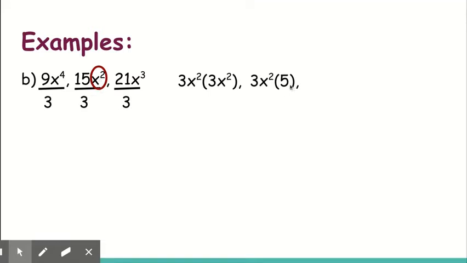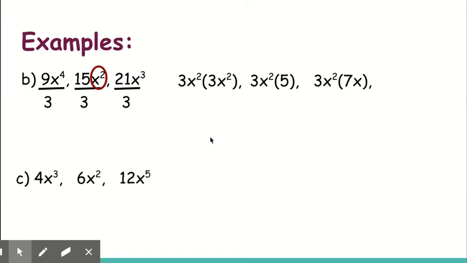The next one is the 21x cubed. So we divide the 21, so we're taking the 3x squared, so we're dividing it by the 3, we're left with 7 inside. In terms of the variables, I have x cubed here. If I'm going to take away x squared, then we're only left with 1x. So these are the answers for all of these. So we factored each one.